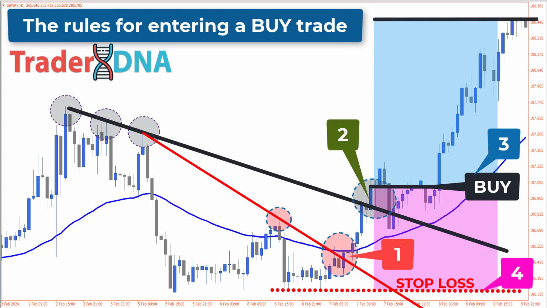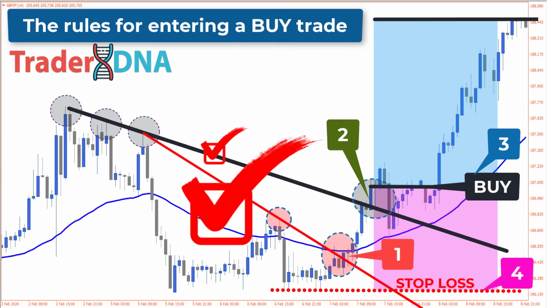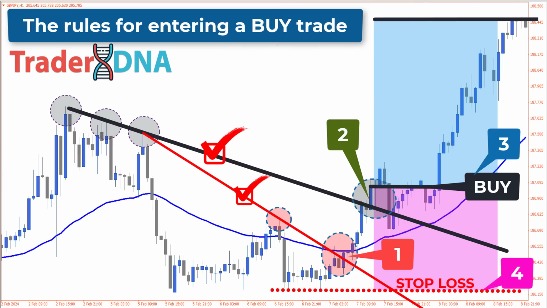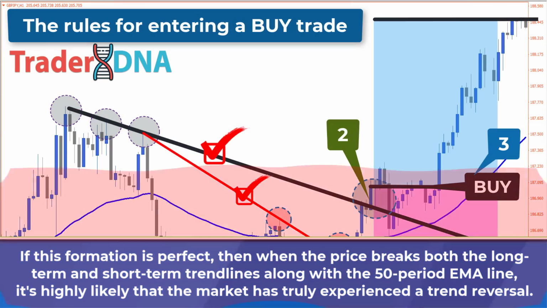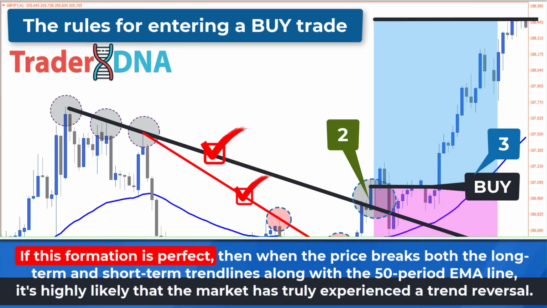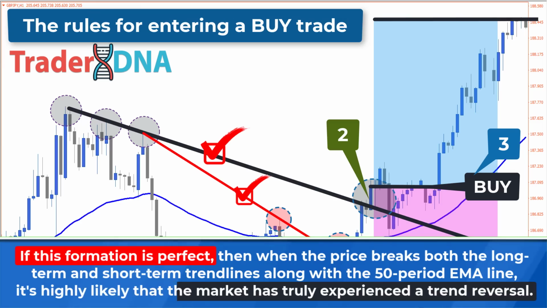The most important thing is that both the long-term and short-term trend lines are clearly formed. You shouldn't force a trend line if there's no clear price swing, or if it isn't formed perfectly. Here on this chart, we can clearly see the formation of both the long-term and short-term trend lines. If this formation is perfect, then when the price breaks both the long-term and short-term trend lines along with the 50-period EMA line, it's highly likely that the market has truly experienced a trend reversal.